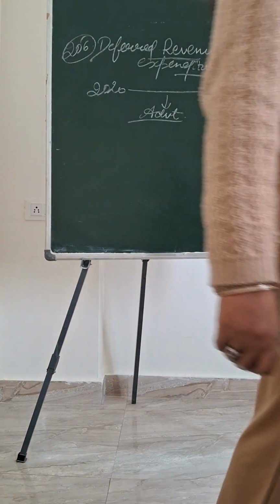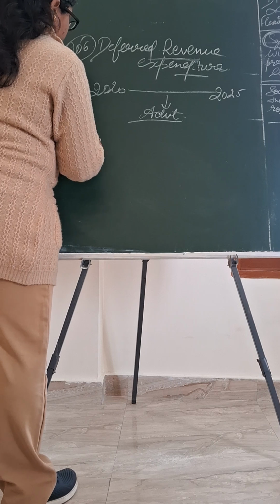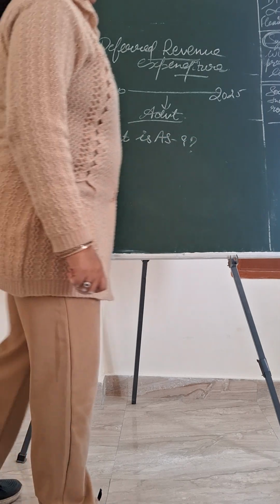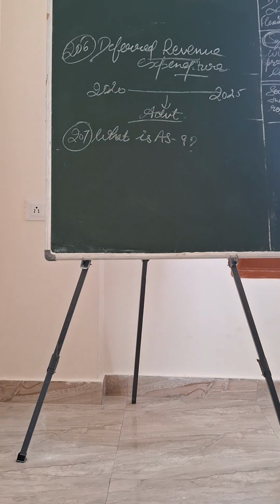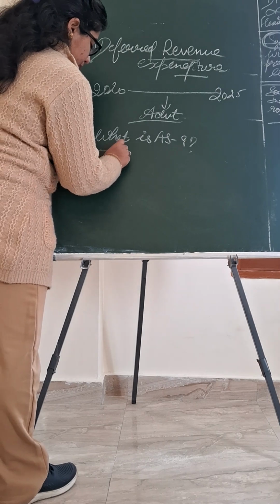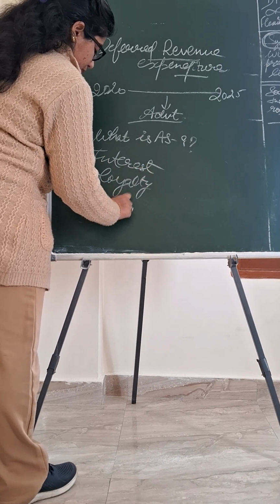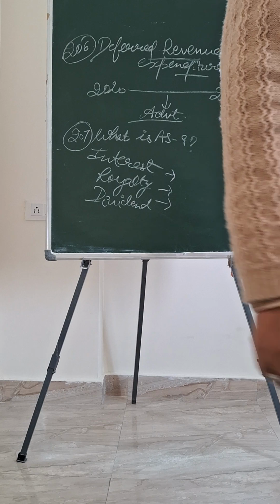After deferred revenue expenditure, we have the next topic, that is accounting standard number 9. So what is accounting standard 9? Accounting standard number 9 deals with interest, royalty and dividend. It deals with these three things. That is important in accounting standard number 9. This is very much important.